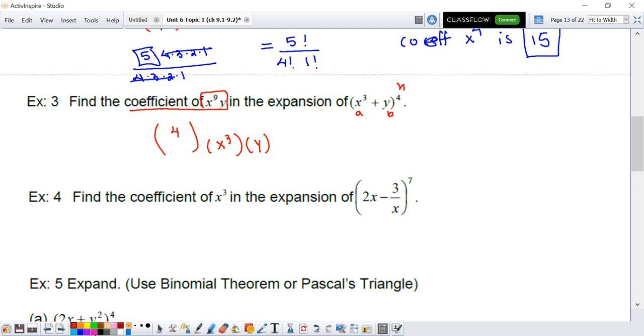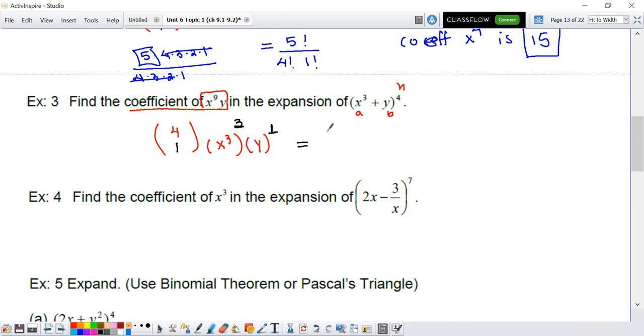Okay, so now let's look at the pattern. You want x to the 9 and y to the 1. Here, this is 1. Then only you get y to the 1. But then these two numbers add up to a total of 4. So 3 plus 1 is 4, and x to the third cubed will give me x to the 9. So what should be this number, which is the same as 1?